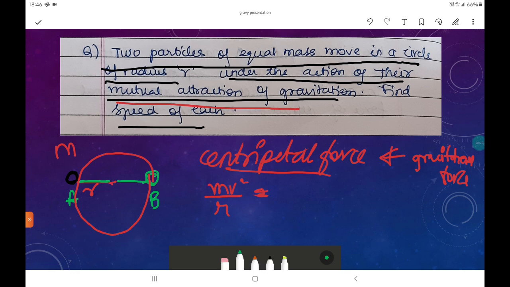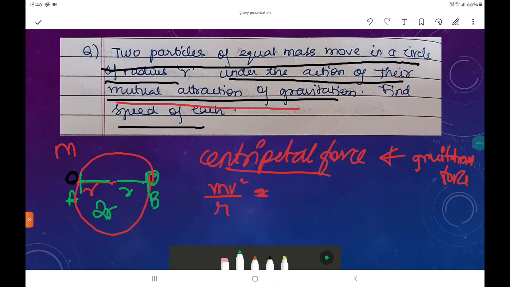Okay, this is r distance and the other side will be r distance. So the net distance between the two particles will be how much? Net distance between the two particles will be 2r, right? So this is r. So net distance will be 2r between the particles.